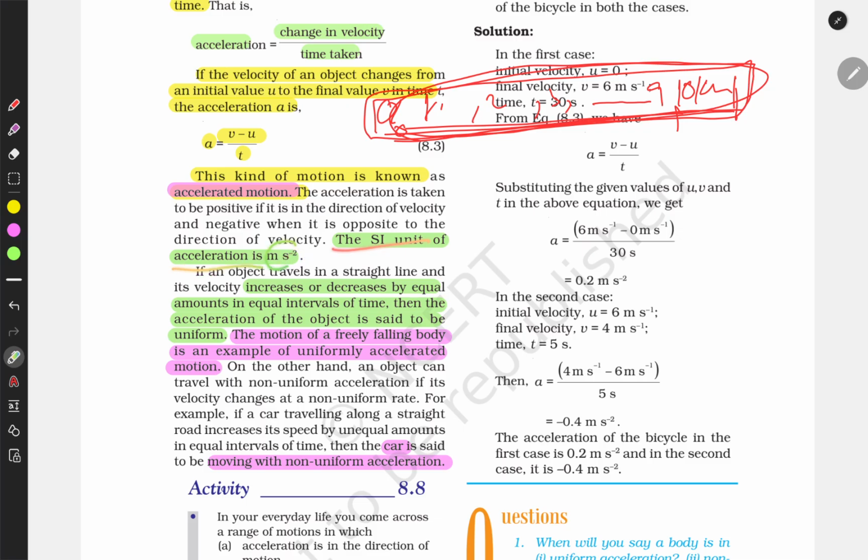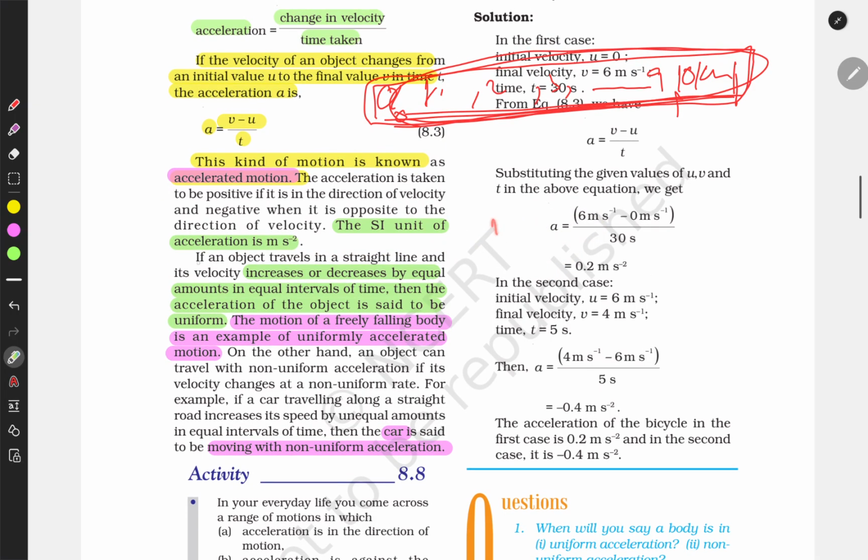The SI unit of acceleration is meter per second square. Why is it meter per second square? Because velocity is already meter per second, and acceleration is velocity upon time, so the second comes again in the denominator. It becomes meter per second squared, or meters per second to the power of minus 2.